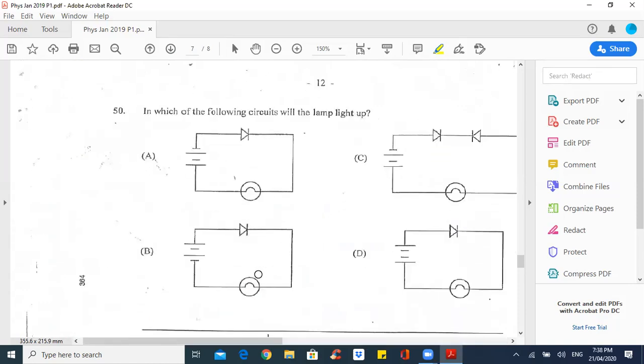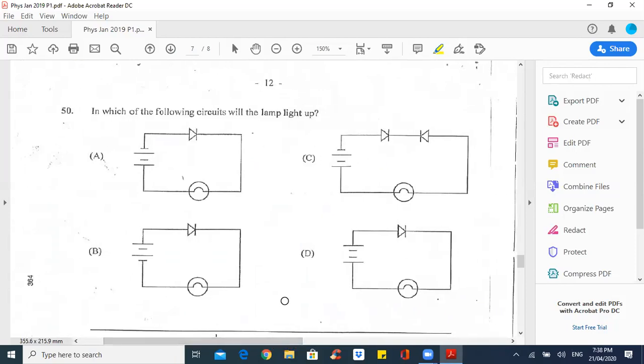In which of the following circuits will a lamp light up? The lamp will light up, look for the one that is in forward bias. So this is in bias. The answer, number 50, should be B, because here's a positive, here's a positive, here's negative in the battery. So you go through here, here's negative. So current will flow like this through the lamp and cause it to light. So the answer for that should be B.